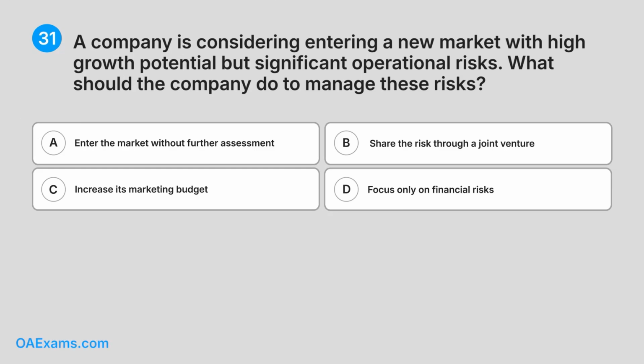31. A company is considering entering a new market with high growth potential but significant operational risks. What should the company do to manage these risks? A. Enter the market without further assessment. B. Share the risk through a joint venture. C. Increase its marketing budget. D. Focus only on financial risks. What do you think is the answer?